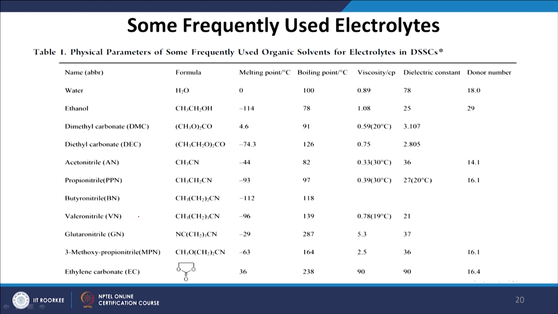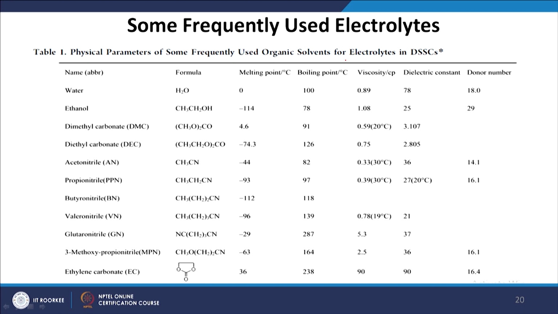Let us take a look at some frequently used electrolytes. Here we are showing different columns. The first column is the solvent which we use, the second column is the formula for that solvent, the third is the melting point, the fourth column is the boiling point, the fifth is the viscosity, the sixth is the dielectric constant, and the seventh is the donor number. These are the physical parameters of some frequently used organic solvents for the electrolyte solution.